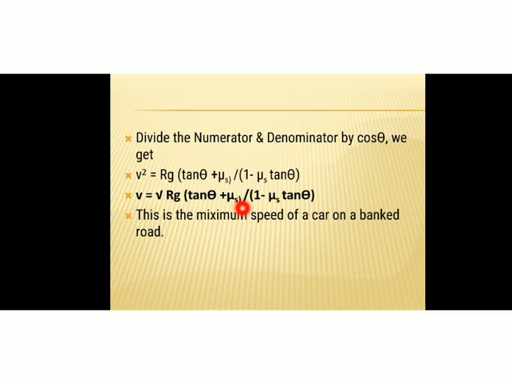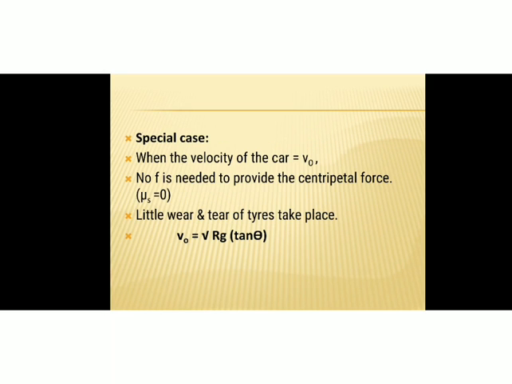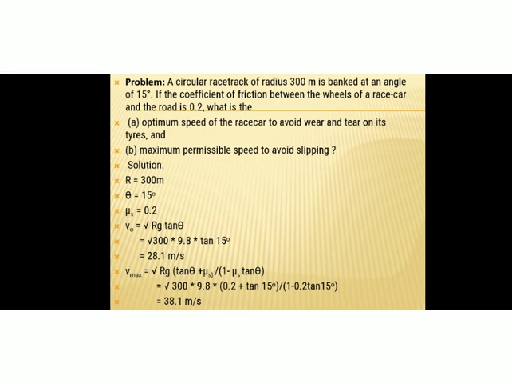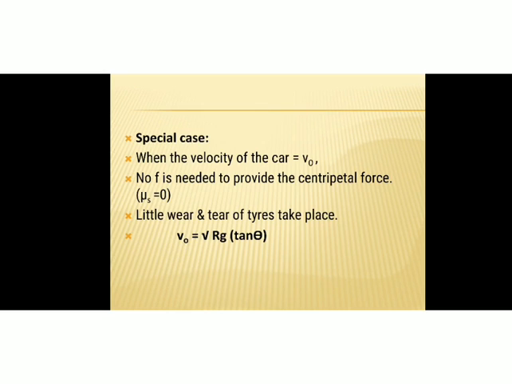So when you substitute mu s equal to 0 in this expression, you will get v equal to square root of rg into tan theta, because here mu s will be 0, and whenever you substitute mu s 0 here, this term will be 0, and 1 minus 0 will be 1. So you will get v equal to square root of rg into tan theta, and this is the expression for optimum speed. And at this optimum speed, there won't be unnecessary friction, so there will be little wear and tear of the tires. Okay, so that's all about the motion of a car on a banked curved road.